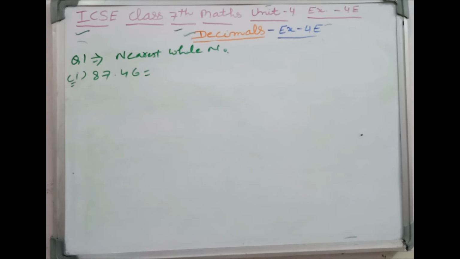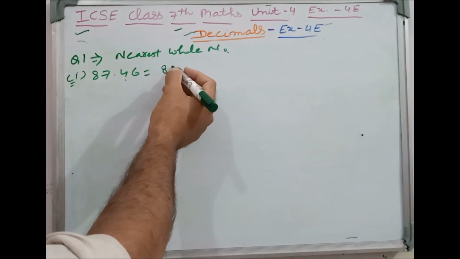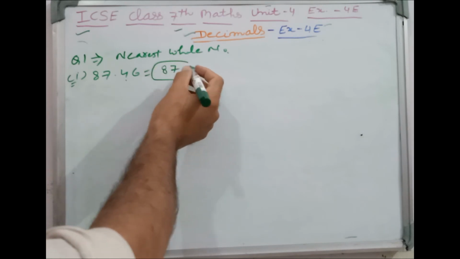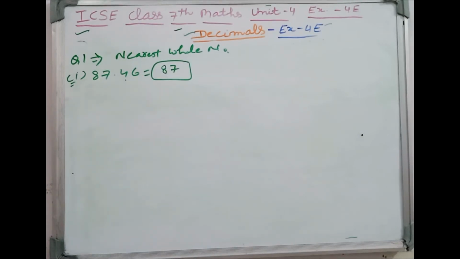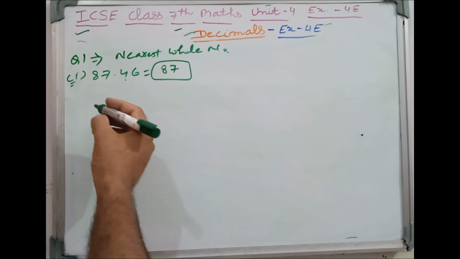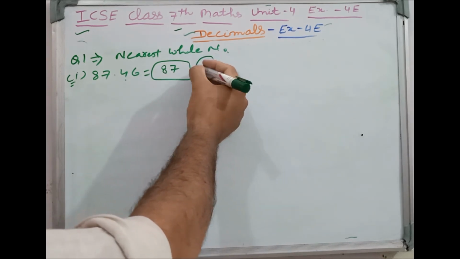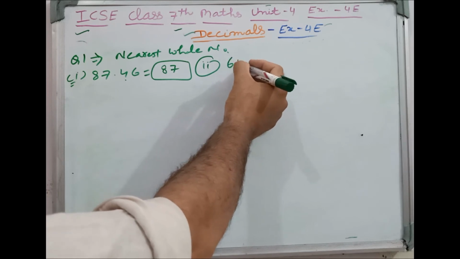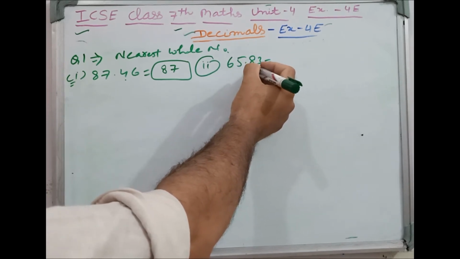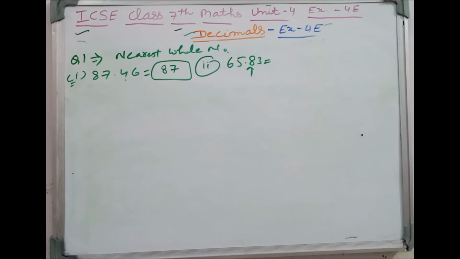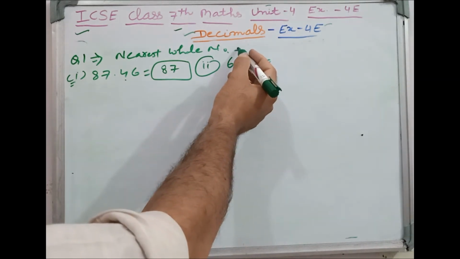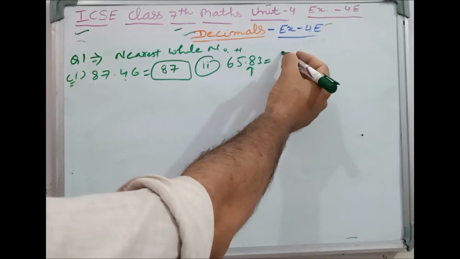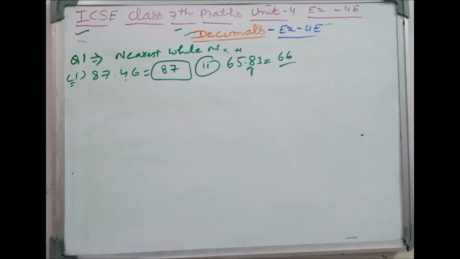87.46. Now, in this 87, we will see whether the number first here is more than 5 or less than 5. It is less than 5. So our answer will be that the whole number will not increase. So our answer will be 87. The second part, 65.83. See, is this more than 5 or less than 5? It is more than 5, so we will add 1 here. It will become 66. Our answer will become 66.